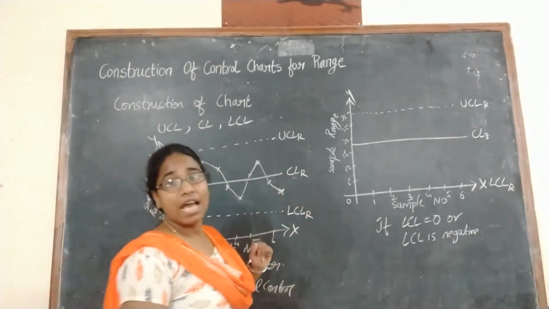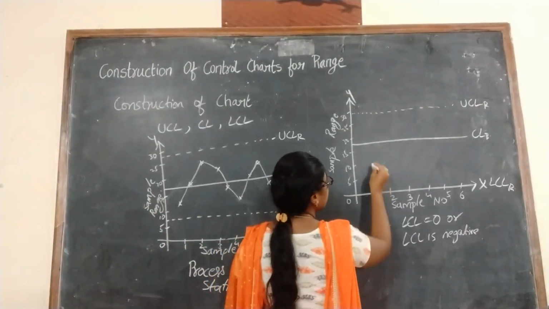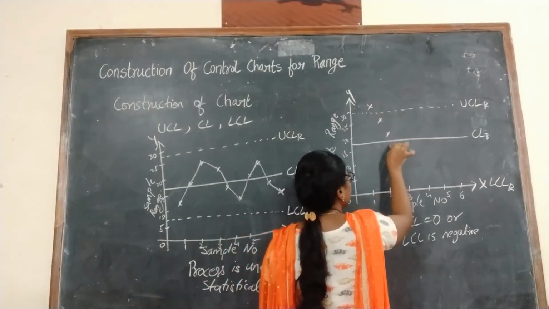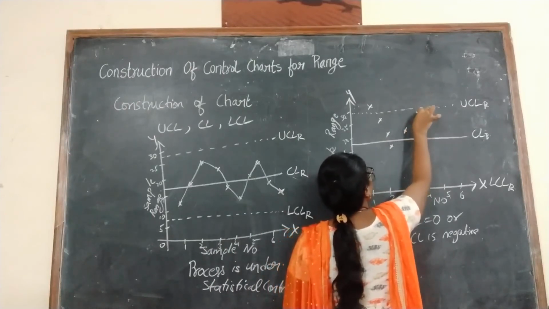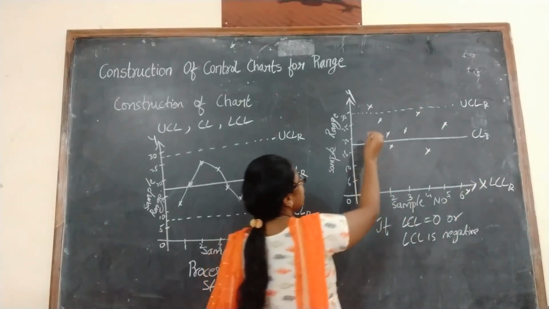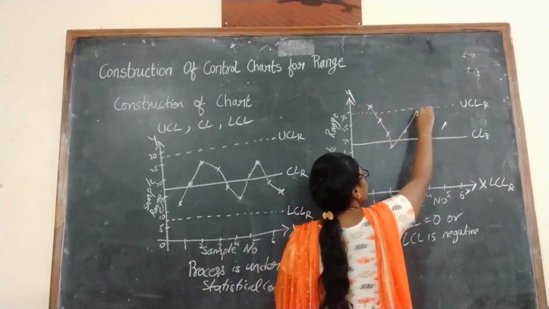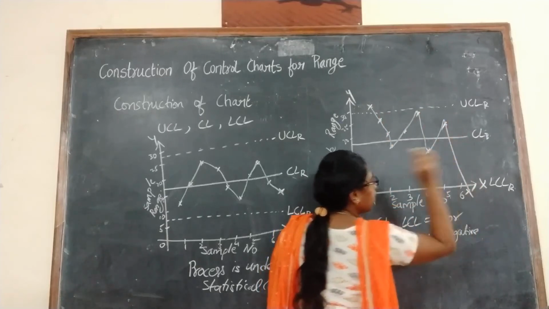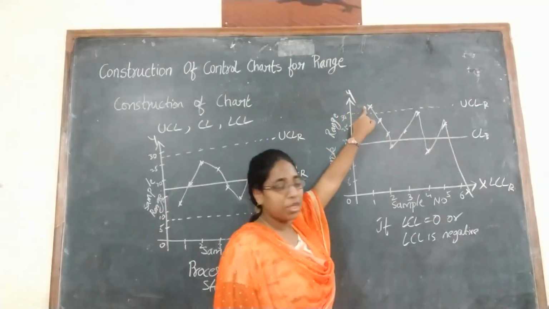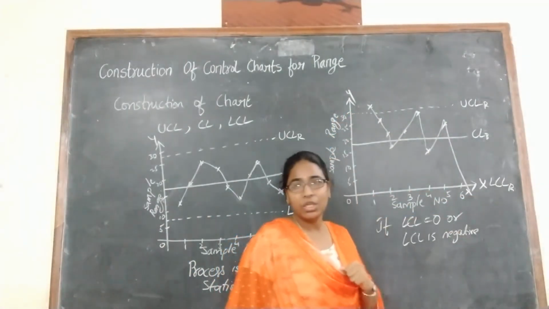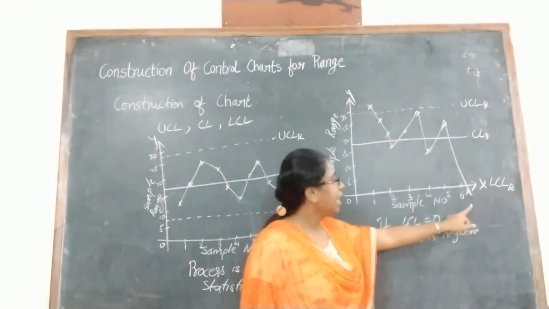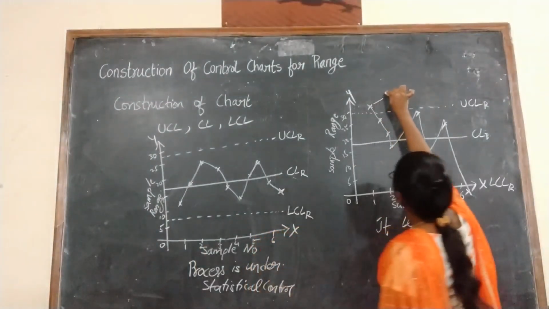Now plot the sample range values. Suppose if any value, so join all the sample range values. So if you observe here, one value is above the UCL and one value is below the UCL. So how to interpret this one? Whatever the values you got above the UCL and below the UCL, they are called the outliers.